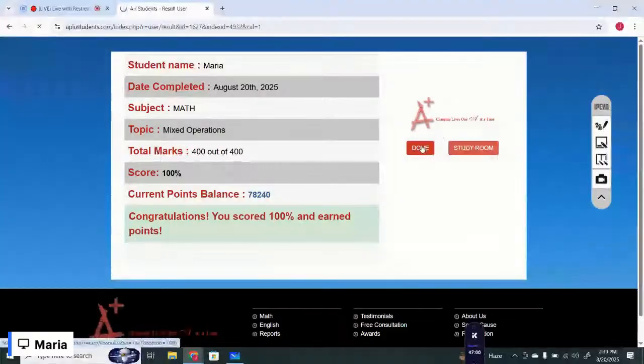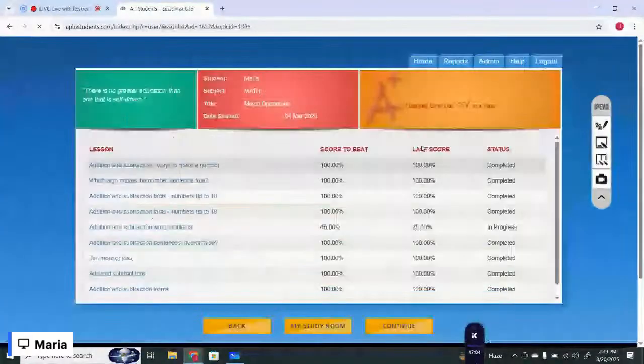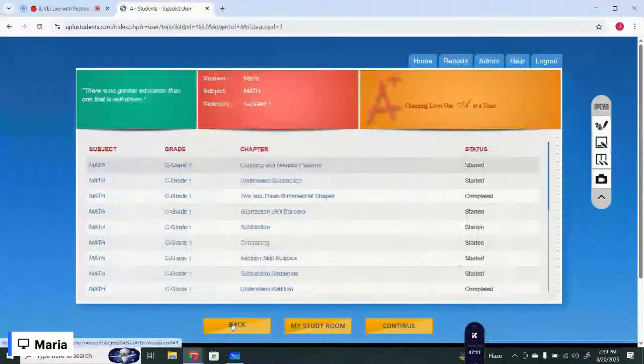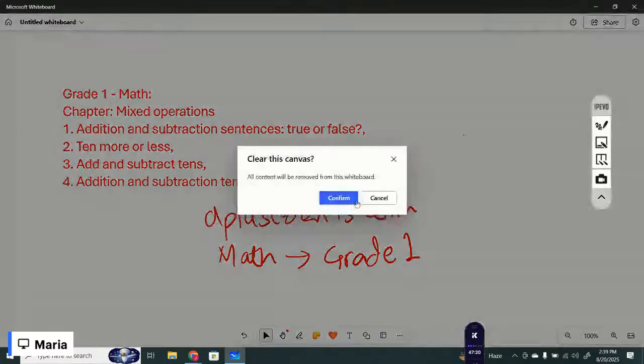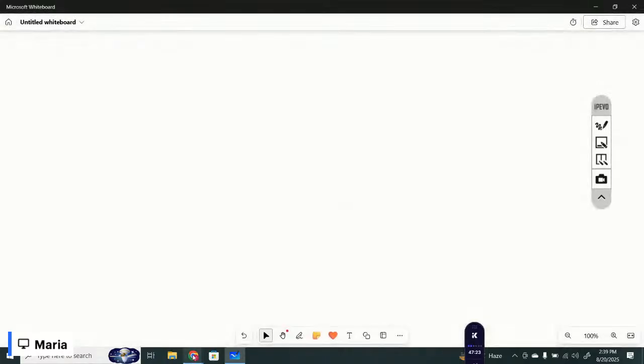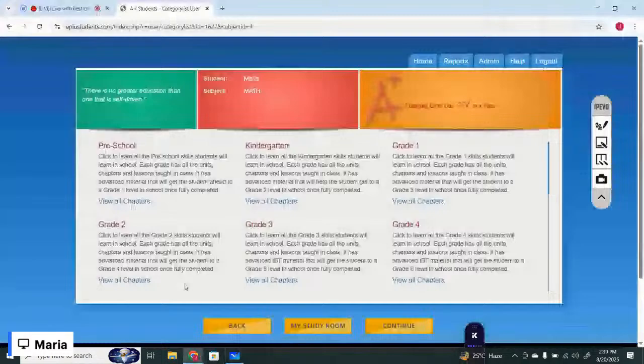Okay, we are done with this. So we were working on grade 1 math. The chapter we're working on is mixed operations. The lessons we have are addition and subtraction sentences, true or false, more or less, add and subtract tens, and addition and subtraction terms. So please make sure before the session you complete all the practice questions for the lessons we just did. That is your homework until the next session.